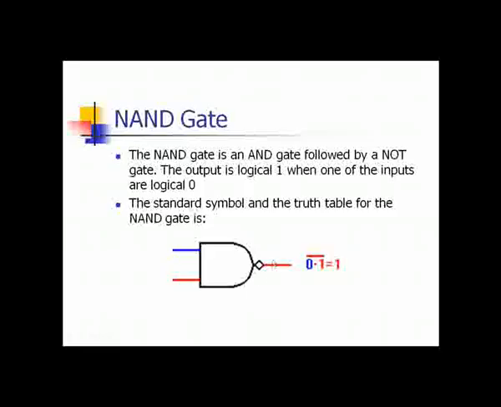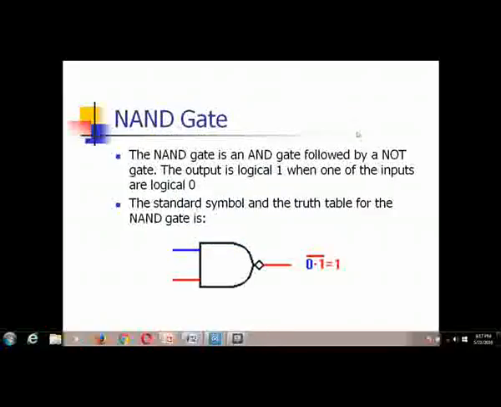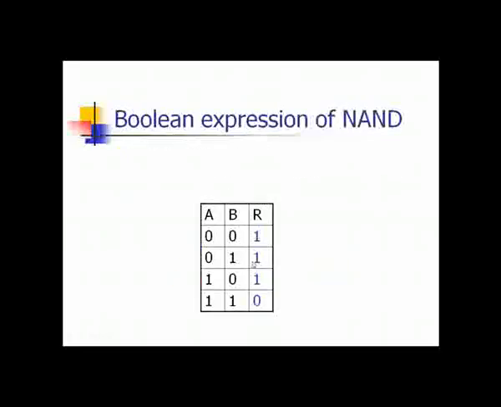Now let us see the truth table of NAND gate. It has two input terminals, A and B, and R represents the output terminal. Whenever both the input terminals are zeros, the output of AND gate is 0, which is inversed to get the output equal to 1. Similarly, the output will continue to be 1 till any one of these inputs is equal to 0, and the output of this NAND gate is equal to 0 when both the inputs are equal to 1.